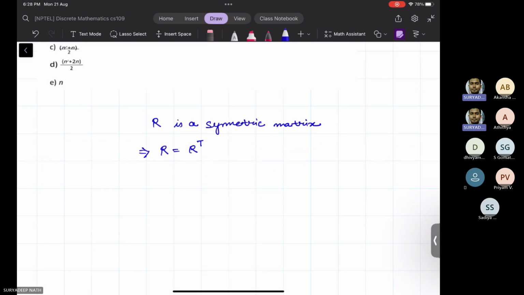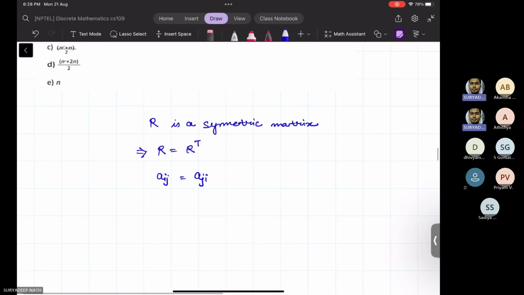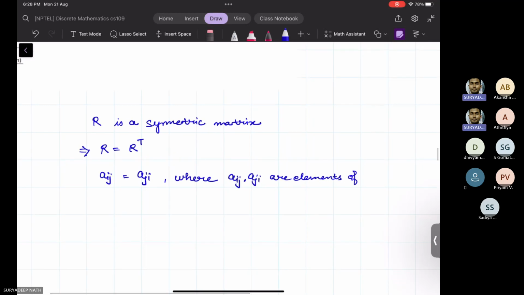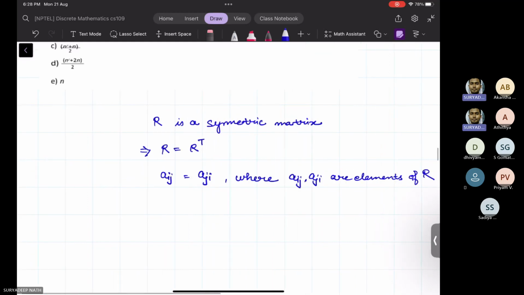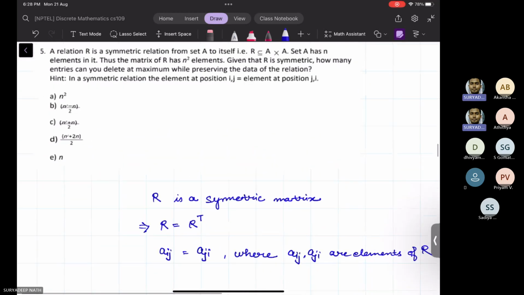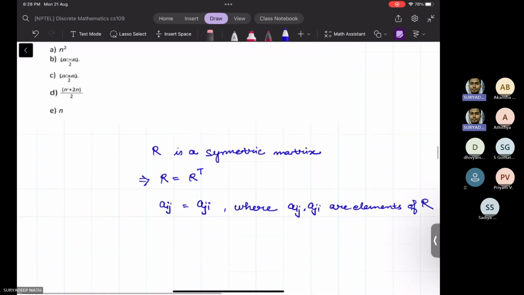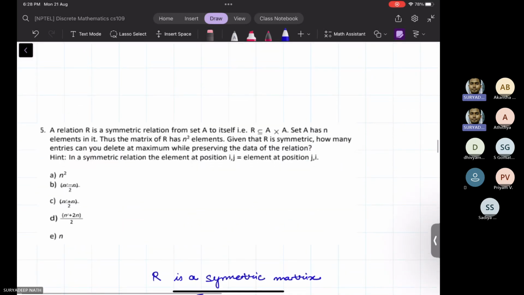In other words, Aij equals Aji, where Aij and Aji both are elements of R. Now, the question has nothing to do with relation. They are basically asking us that if you are given a symmetric matrix R, how many entries can you delete at maximum while preserving the data of the relation?